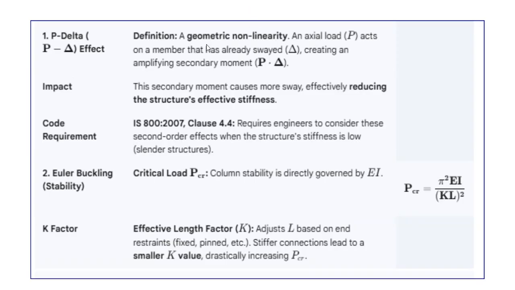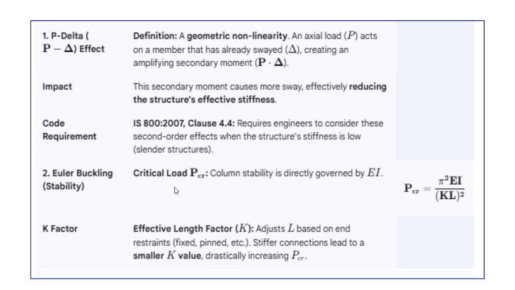So a geometric nonlinearity: the axial load P acts on a member that has already swayed by delta, creating an amplifying secondary moment, P delta, right? That is the P-delta effect. The secondary moment causes more sway, effectively reducing the structure's effective stiffness. So IS 800-2007 clause 4.4 requires engineers to consider second order effects when the structure stiffness is low because of slenderness.